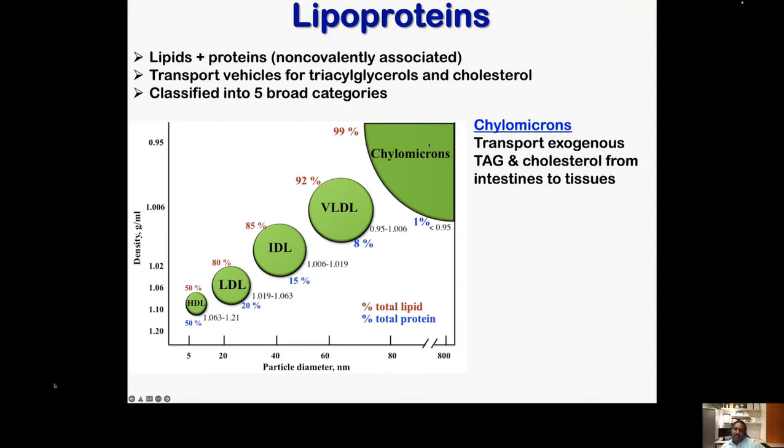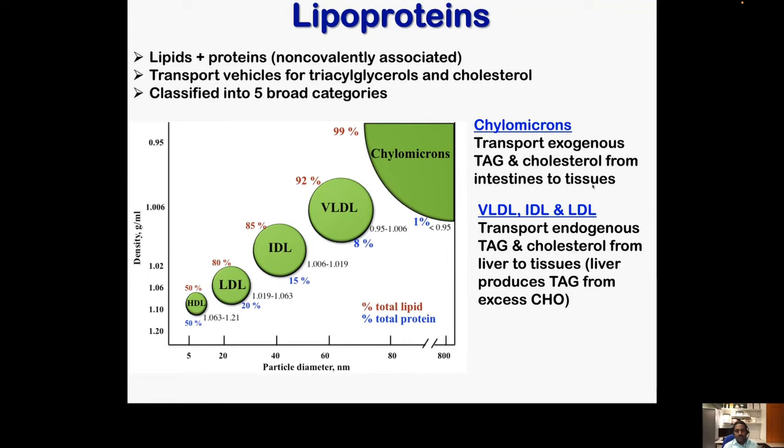So the chylomicrons basically transport exogenous triacylglycerols and cholesterol from intestine to tissues. So when we eat food, for example, fatty food, it could be animal fat or tissues or oil, it will get digested in the gut and it will be absorbed. So this has to be transported to the tissues and finally to the liver. So that's what these chylomicrons are doing. It's basically taking exogenous triacylglycerol and cholesterol from intestine and supplying them to the tissues. So that's its main role.